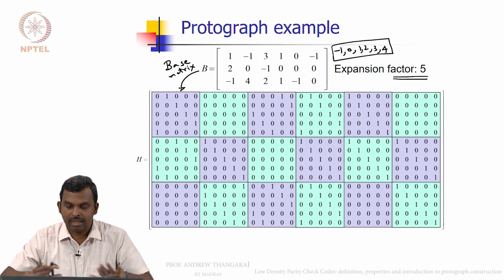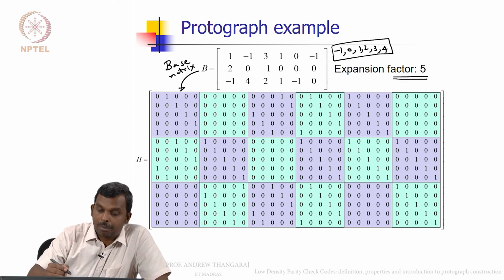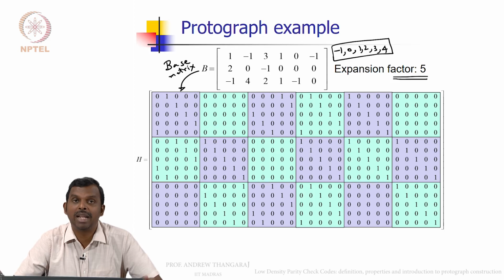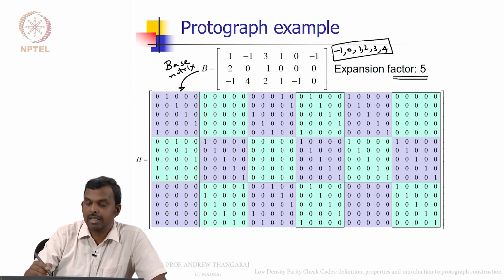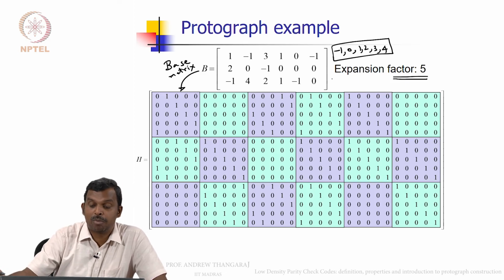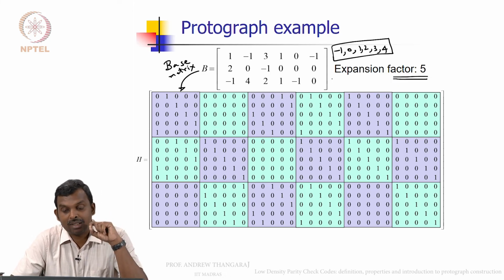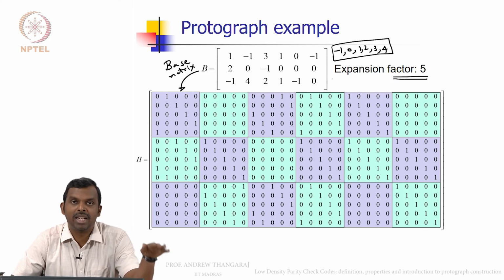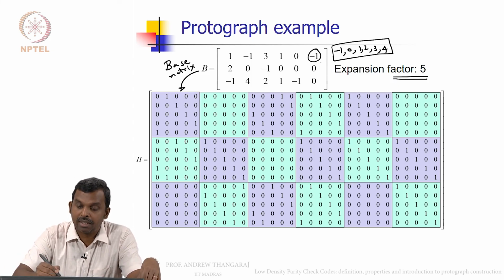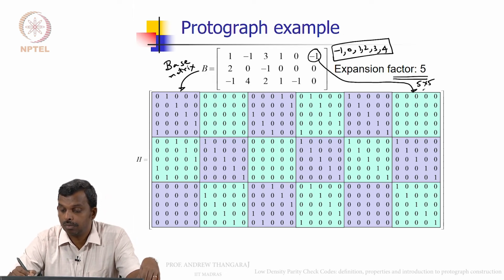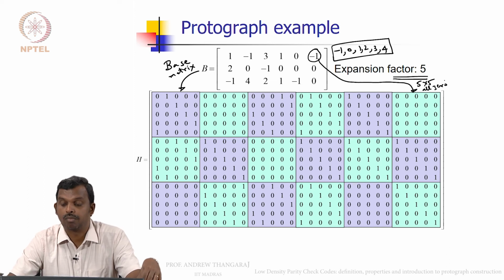Now, how do we see this expansion? Let me show you what happens to each entry here. Each entry in the base matrix gets replaced by a 5 cross 5 binary matrix. Now, if the entry is -1, you replace it with a 5 cross 5 all 0 binary matrix. That is what happens here. So, -1 got replaced by a 5 cross 5 all 0. What about 0?